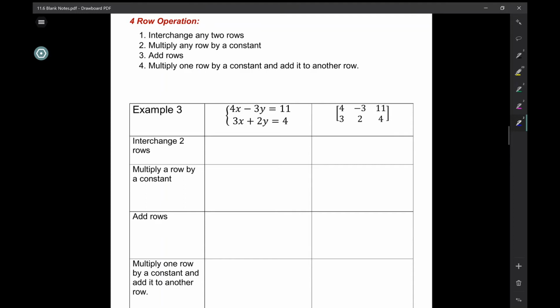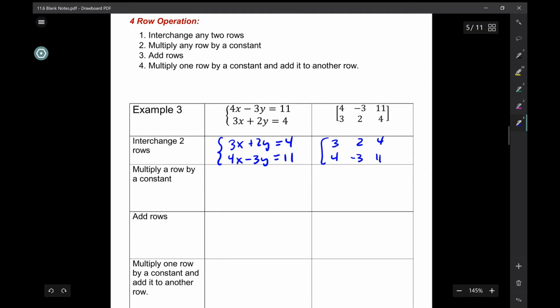So interchange 2 rows. If we did this with the systems of equations, and here's just an example system, we would just write the first row as 3x plus 2y equals 4, and the second equation as 4x minus 3y equals 11. And I think you guys would all feel very comfortable in saying that's still the same system of equations. What it looks like in matrix notation, in matrix row operations, would be taking that 3, 2, 4 row and putting that in row 1, putting 4, negative 3, 11 in row 2. So really that's the same process of just switching the order of your equations. It's still the same system.